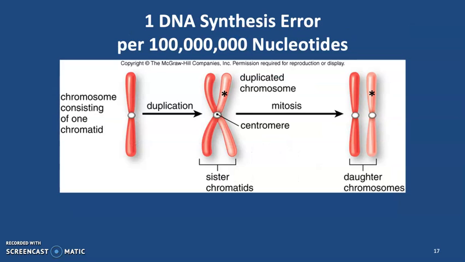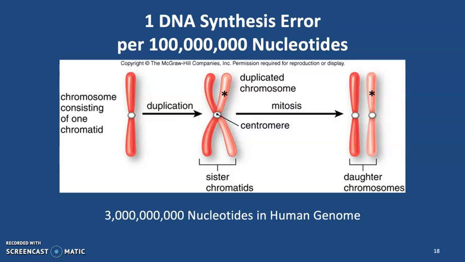People have quantified this, and we know that for every 100 million nucleotides, there's approximately one error in DNA synthesis. So that sounds pretty good. I mean, your polymerase is doing a kind of magical job here. It's screwing up very little. However, put it into context, we actually have 3 billion nucleotides in the human genome.